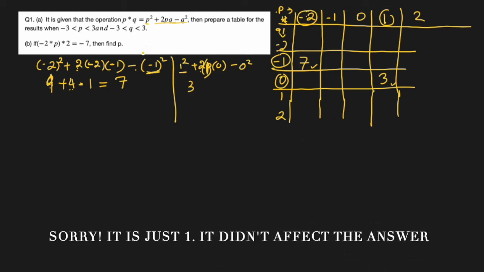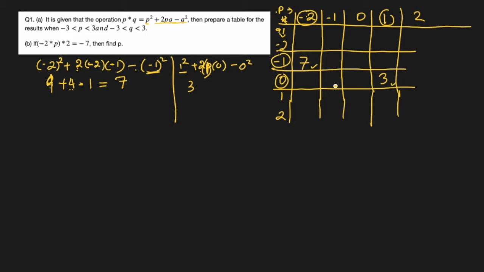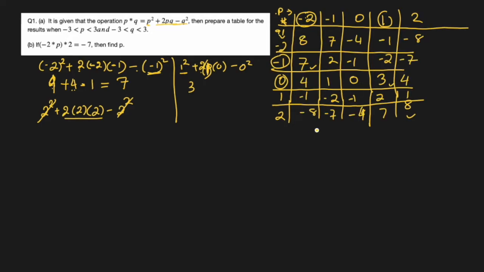And one last, let me do 2 and 2, the last one, this one. So it will be P square. P square is 2 square plus 2PQ minus Q square. So 2 square and 2 square will cancel out. We'll get 8. And this is how I will fill up the whole table. So the table is complete now, and let me go to B part.